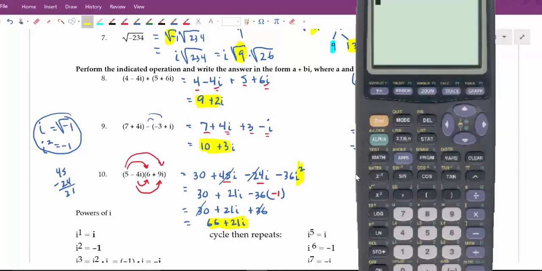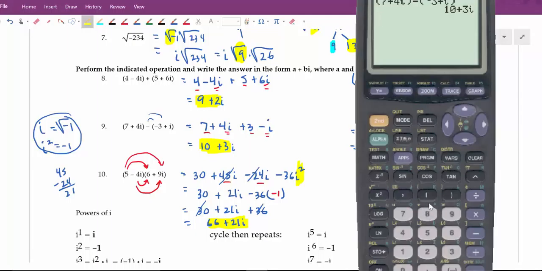So what I was going to show you is any of these problems that we just did could be done in this way. So if I do number 9, for instance, I could just type in 7 plus 4 times i, close parentheses, subtract, and then I could put a new parenthesis and negative 3 plus i, like that, and then the same answer comes out. Whoa, did I type something in wrong? No, I'm okay. All right, 10 plus 3i, so that matches up. Okay, so you can do that.